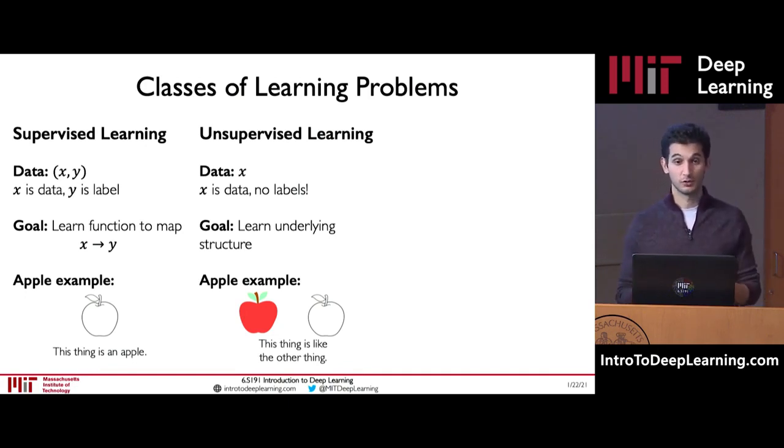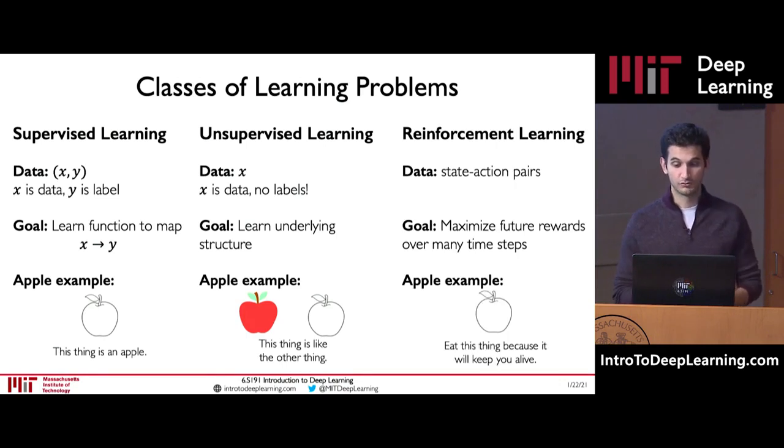that, okay, this one picture of an apple is pretty similar to this other thing, right? It doesn't know that it's an apple, it just knows that these things share similar features to each other. And now in reinforcement learning, we are given only data in the form of what are called state-action pairs. States are the observations that an agent or a player sees, and actions are the behavior that that agent takes in those states. So the goal now of reinforcement learning is to learn how to maximize some metric of its rewards or future rewards over many different time steps into the future.